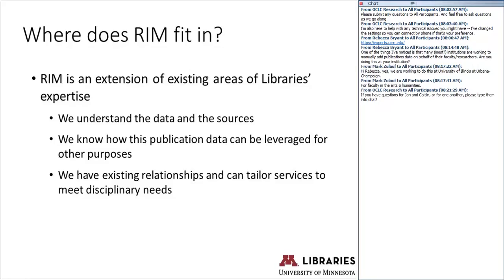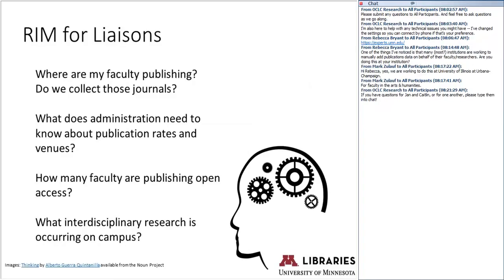Now, as Jan mentioned, we do have a reporting module in Pure, and this allows us to essentially get data that we're entering into the system out again in an intuitive fashion. And so because our liaisons can generate these reports, they have a really easy way to respond to some of the questions that they're probably already working on, whether that has to do with looking at our collections policies and ensuring that we are collecting the journals that our faculty are publishing in, to responding to administration needs surrounding publication rates, or just looking at how certain things like publishing trends are developing over time.